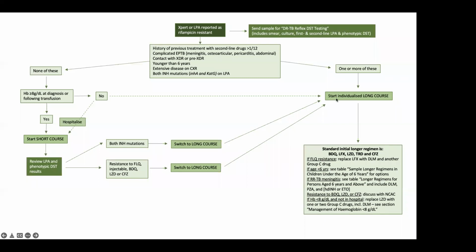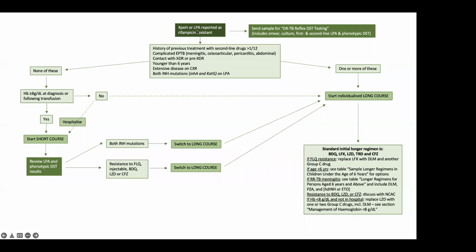They should always get an individualized long course regimen, which is usually having bedaquiline, levofloxacin, linezolid, terizidone, and clofazimine, and even additional drugs depending on the profile of these drugs. Remember, the long regimen is treated at a minimum of 18 months, but it can go up to 24 months depending on how things are going. But you would see that generally it does not include the injectables, which is still a good thing, right?